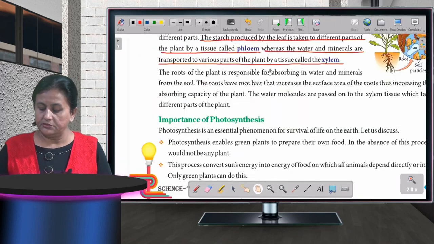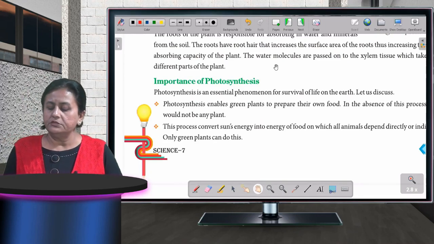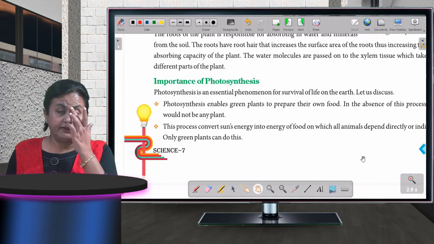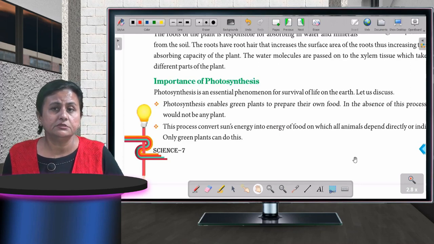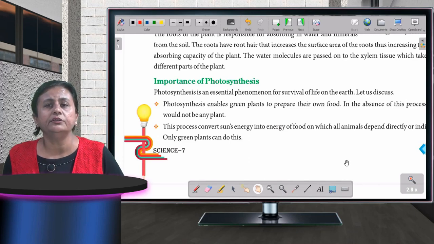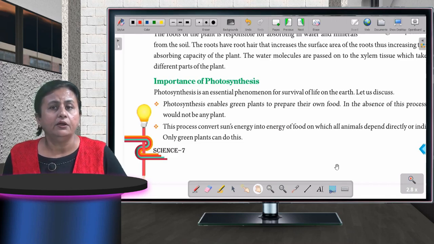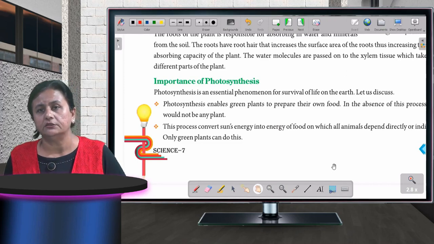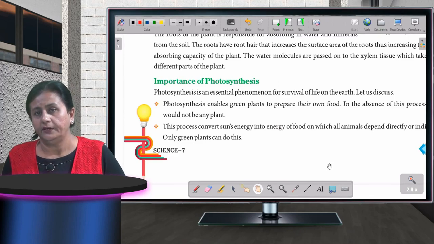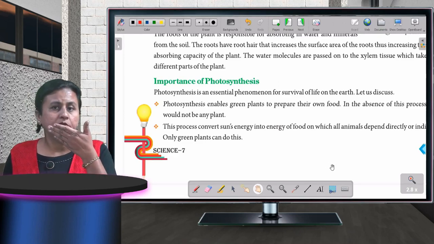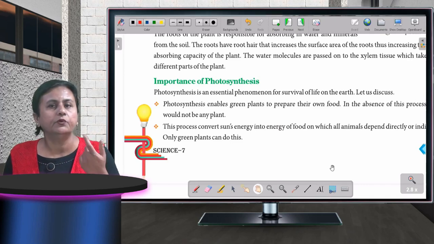Now, importance of photosynthesis. Photosynthesis is an essential phenomenon for survival of life on earth. If photosynthesis does not happen, life cannot exist. Why? Because during the process of photosynthesis, oxygen is given out, and oxygen is required by all the living organisms found on the earth. Without oxygen, we cannot survive at all. If you stop breathing for 2 minutes, you cannot survive. Close your mouth and try. You won't be able to do that. So, oxygen is very important.